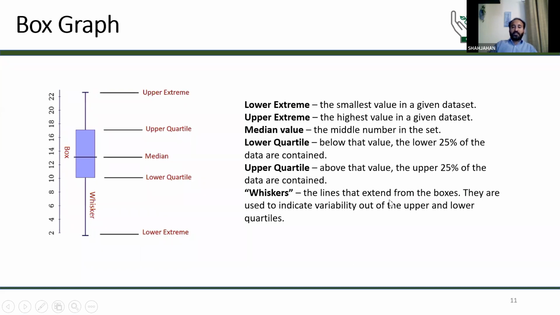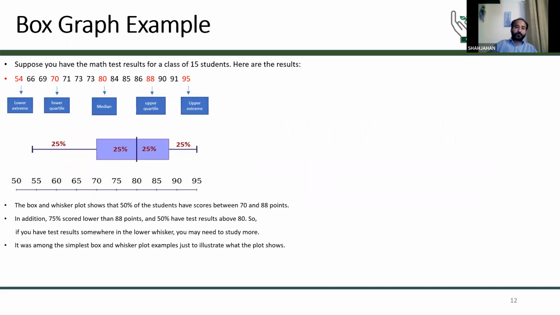And the whiskers, the lines that extend from the boxes, are used to indicate variability outside of the upper and lower quartiles. So this is the whisker line. This is the median. This is the upper quartile. This is the lower quartile. This is the upper extreme. Now I will show you a very small, easy example so that you can understand how we make this box graph.